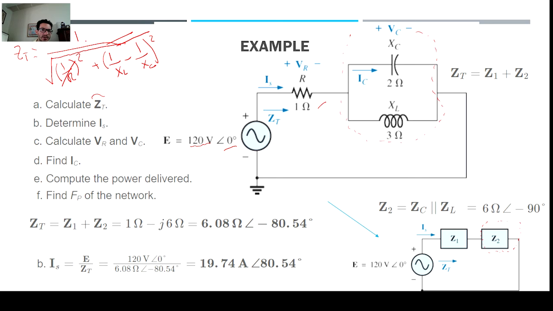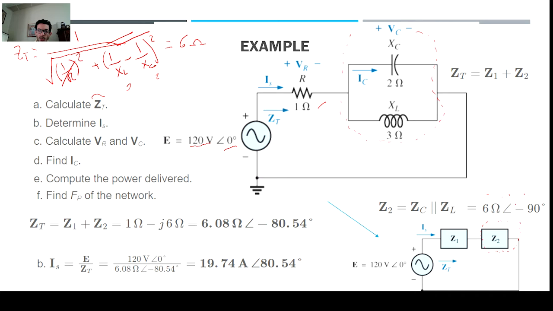If you type this in your calculator, which is 1 over the square root of (1 over 3 minus 1 over 2) squared, then you're going to have that the answer is 6. So this total parallel impedance is 6 ohms. Okay, we have this, which is giving us here.